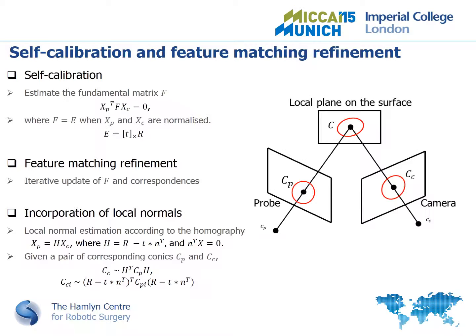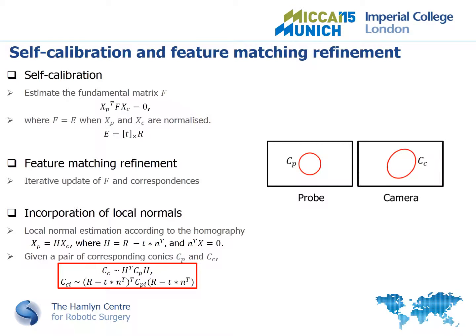Since the ellipse parameter matrices CP and CC can also be linked by H, the orientation of local surface planes can be estimated according to H and the self-calibration results. By solving an optimization problem, we can find the local surface planes. Then the estimated normals are used to constrain the orientation of the local surfaces near the spore centers.